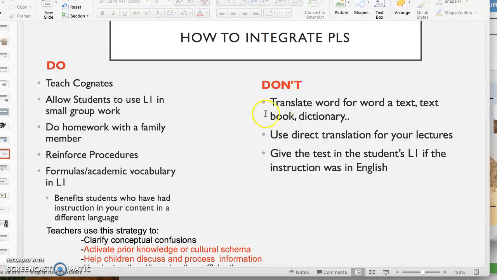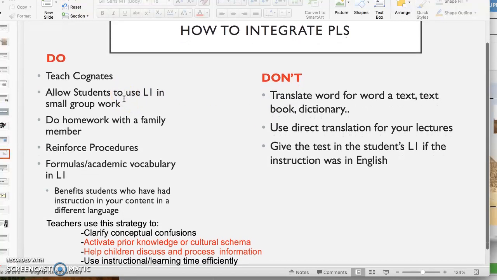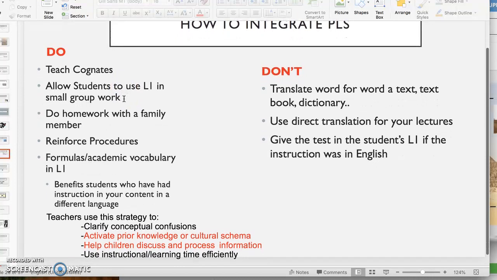What we do want to do for integrating primary language supports is maybe teaching cognates, which I'll go over in a second. You could allow students to use their non-standard English, African American vernacular English, social language, Spanish, French, German. You could let them use whatever languages they want to work in small groups. You can let them do homework with family members. You can reinforce procedures. So before you send them off into an activity, make sure that they understand a procedure using their first language. You can activate prior knowledge.